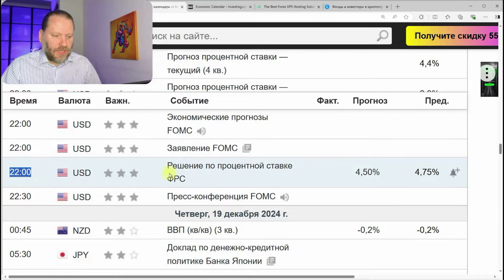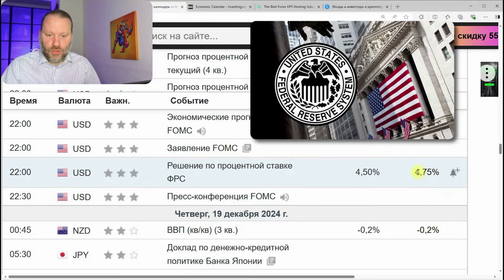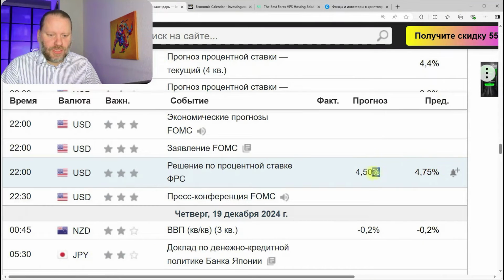So, this week on Wednesday, there will be news at 10 p.m. Moscow time. The news will be the US Federal Reserve interest rate decision, and the current rate is 4.75% and the forecast is 4.5%. That means the interest rate is scheduled to fall, which means that if the rate goes down, the currency of the country where the central bank cuts the rate is likely to fall at the time of the news release. In this case, it is the US dollar. Accordingly, the US dollar will fall against all currencies.